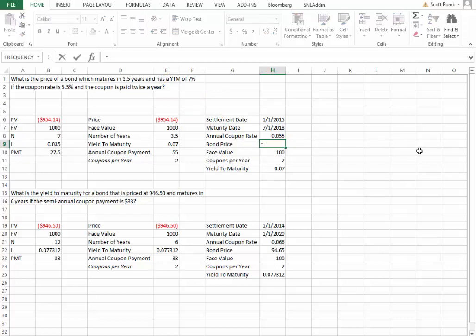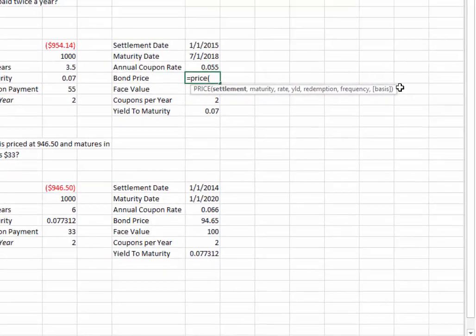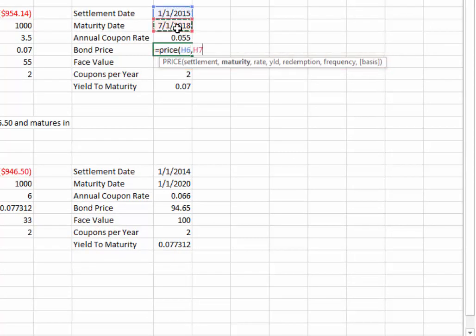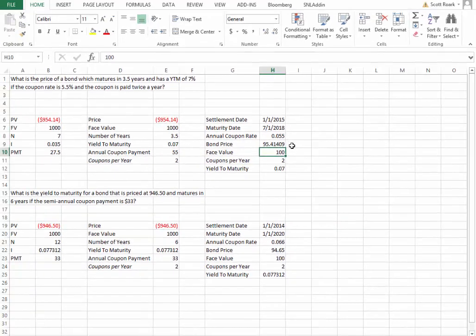So the function I'm going to use here in this little bit more complicated model is the price function. So I'm going to put equals price. And once I put that parentheses there, it tells me all the pieces it needs to do the calculation. And so the settlement date is here. The maturity is there. The rate is given in the annual coupon rate. The yield is down here in the yield to maturity. The redemption is what the face value of the bond is, so that's in this cell here. The frequency is given in this cell right here, 2 times per year. And when I do all those things and I hit enter, I get this number, 95.414.